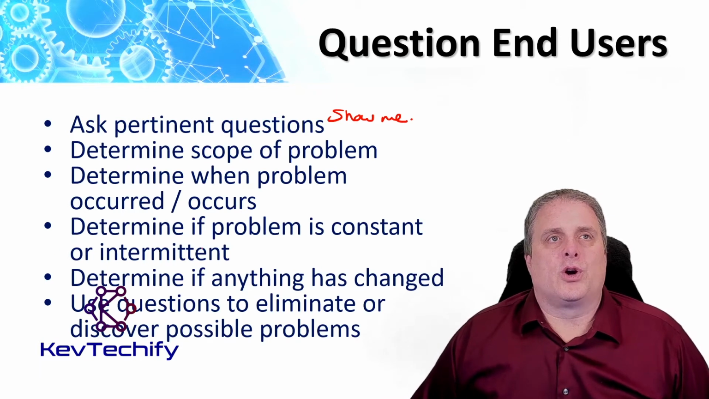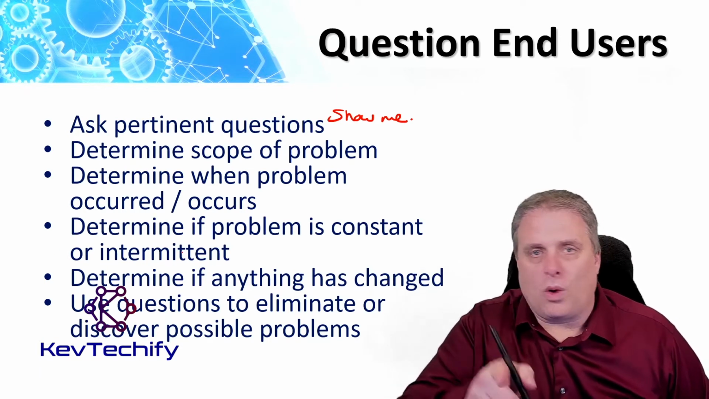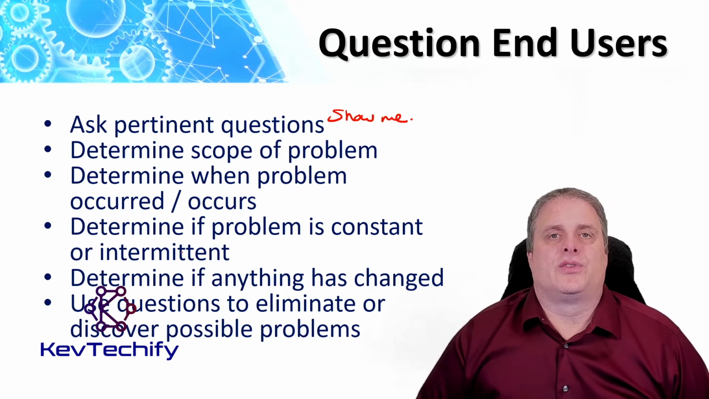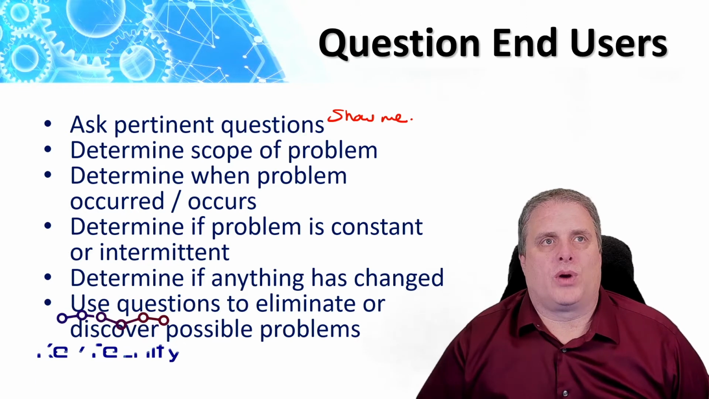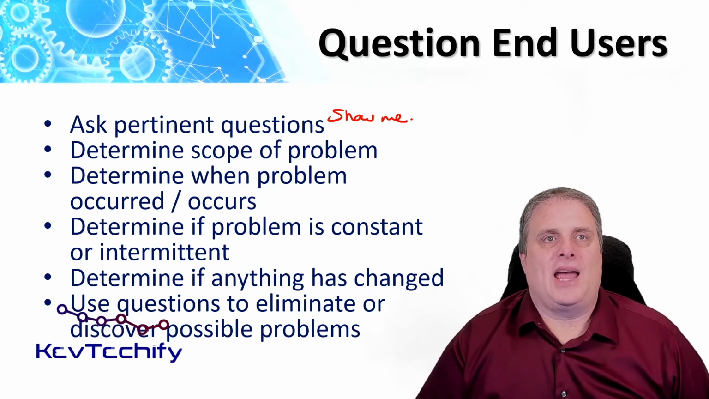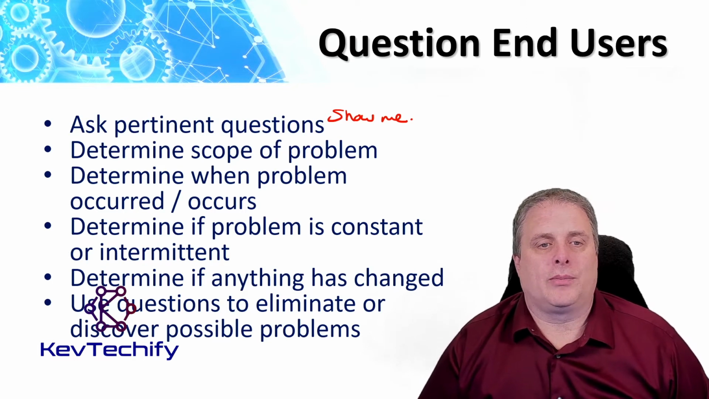Just determine the scope of the problem. Who does this affect? Is it just the one person, or is it everybody in this room? Is it everybody on the accounting VLAN that has this problem? What devices is it happening on? So have them show you what devices it's actually happening on.